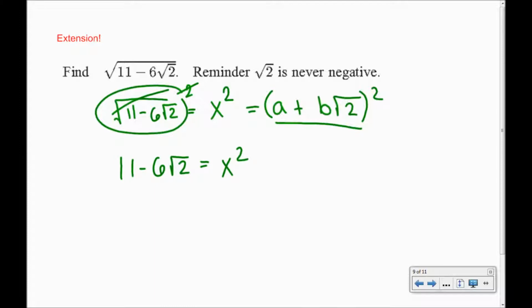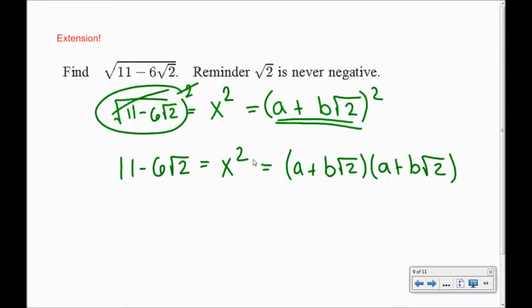And remember, x is what we're trying to find. And x is this binomial here. And so we can square that. Remember, squaring it's going to be just multiplying it by itself. So foiling it. Okay, so 11 minus 6 square root of 2, we know that's equal to x squared. We know we're trying to find x, which is just a plus b square root of 2. So we'll just focus on a and b for now.